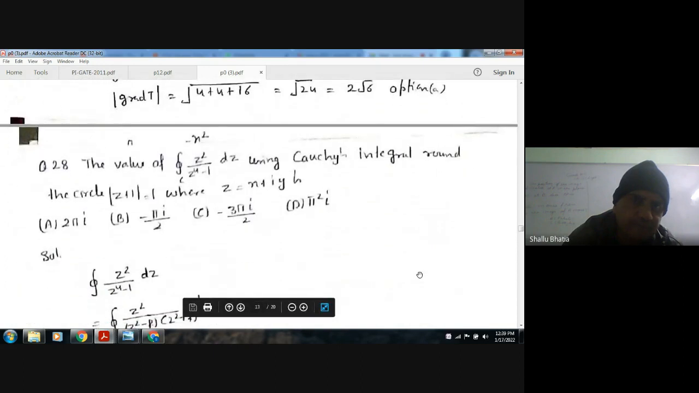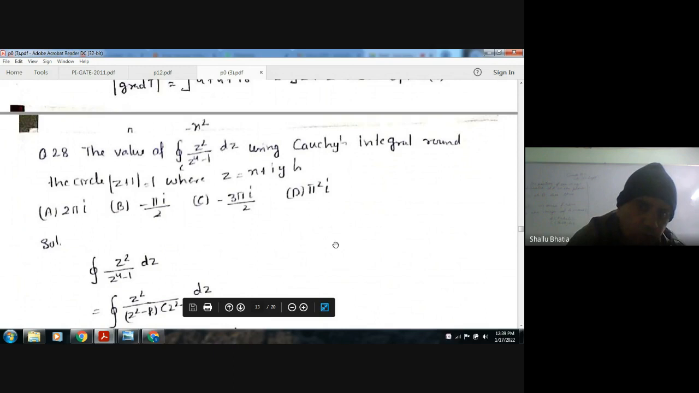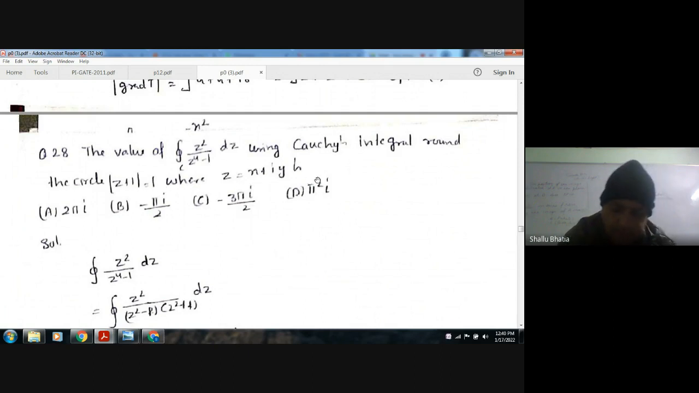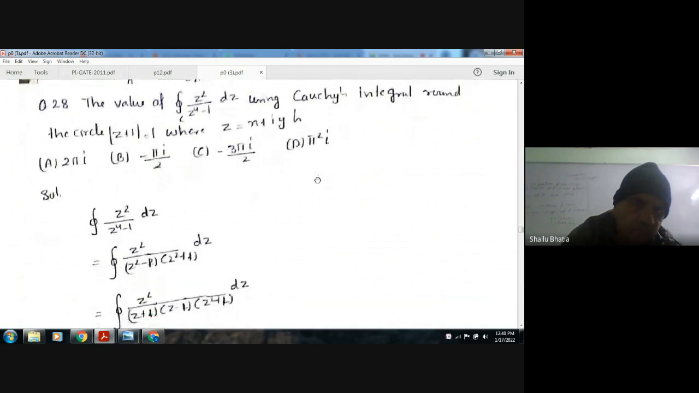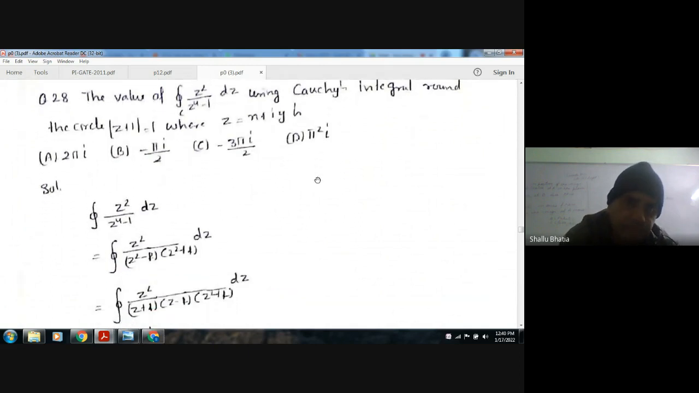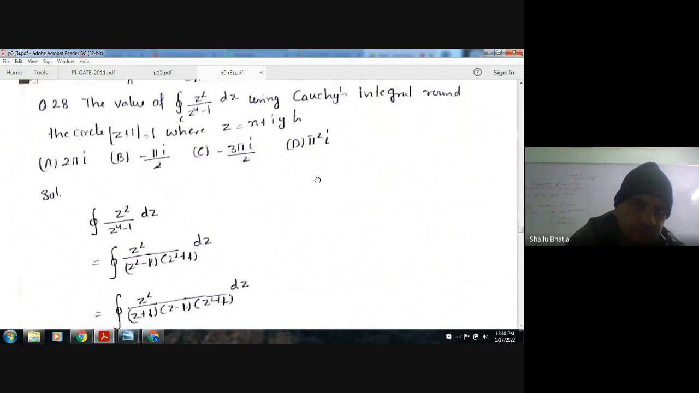Next, the value of the integral over C of z square divided by z to the power 4 minus 1 dz, using Cauchy's integral formula, around the circle modulus of z plus 1 equal to 1, where z is equal to x plus iy, is? Options are A: 2 pi i, B: minus pi i by 2, C: minus 3 pi i by 2, D: pi square i. So this is your equation.